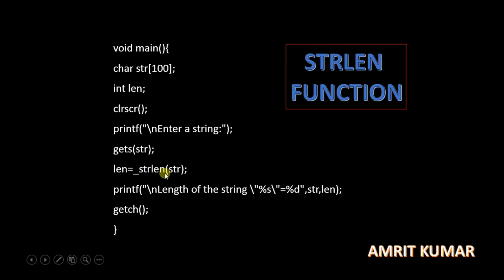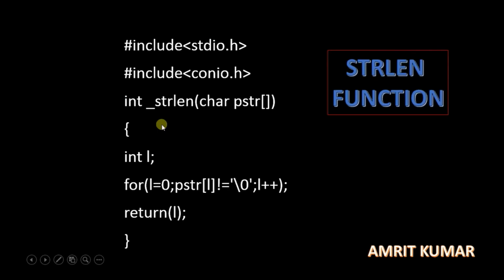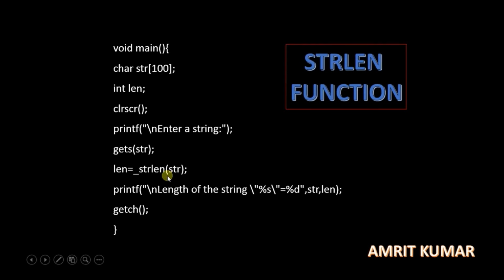Actually, when we call it, it will go here and initialize i equal to 0, and it will continue until it gets the null character, and i is incremented along the way. Then it returns its value. The return statement helps us return a value to where it is called. So whatever length, starting from 0 until the null character, is going to be returned there.